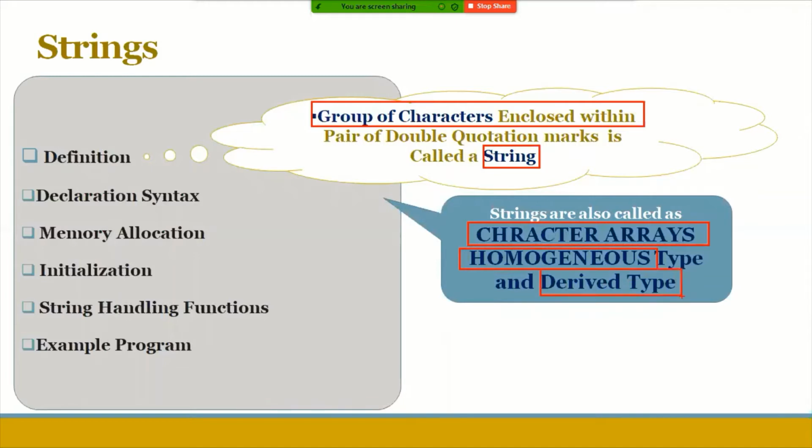Why is it called a derived data type? All these characters are of character type, and the character data type is primary, so this strings topic comes under types derived from primary data types. Strings come under the arrays topic only, but a special name is given to character type arrays, and that is called a string.